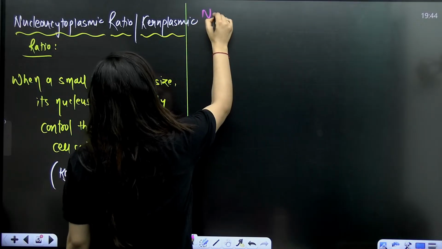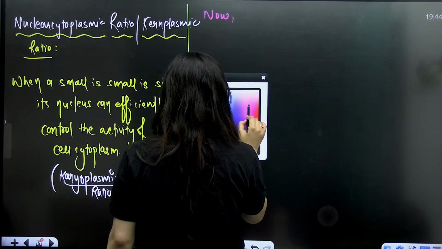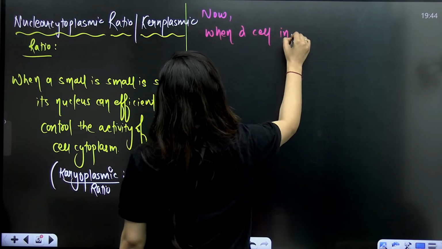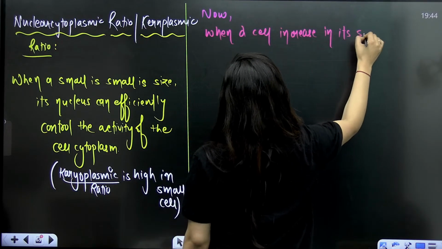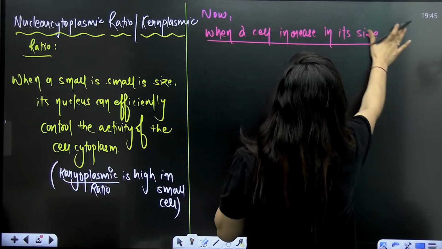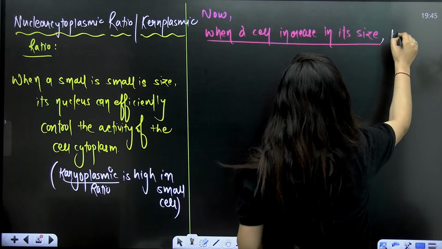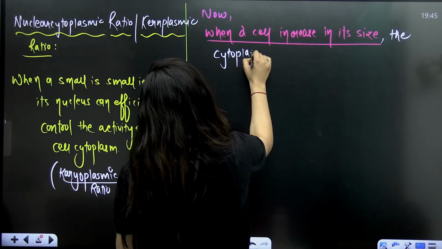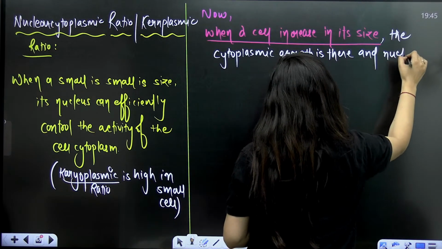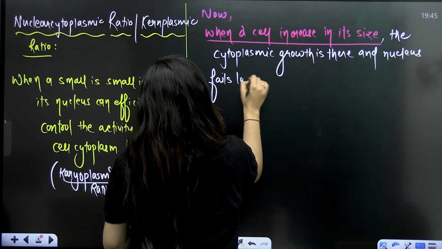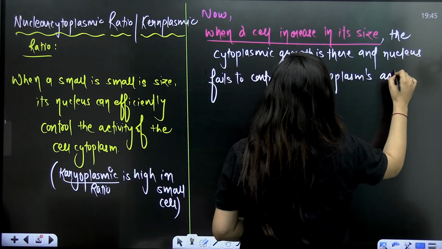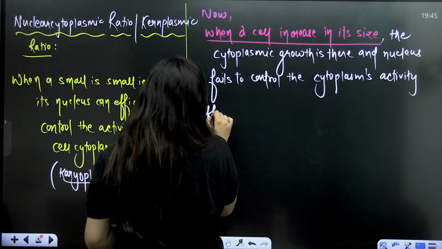Now what's going to happen when a cell increases in its size? The cytoplasmic growth is there and the nucleus fails to control the cytoplasm activity efficiently. You can write it like this. So it will not be able to control the activity of the cytoplasm efficiently.